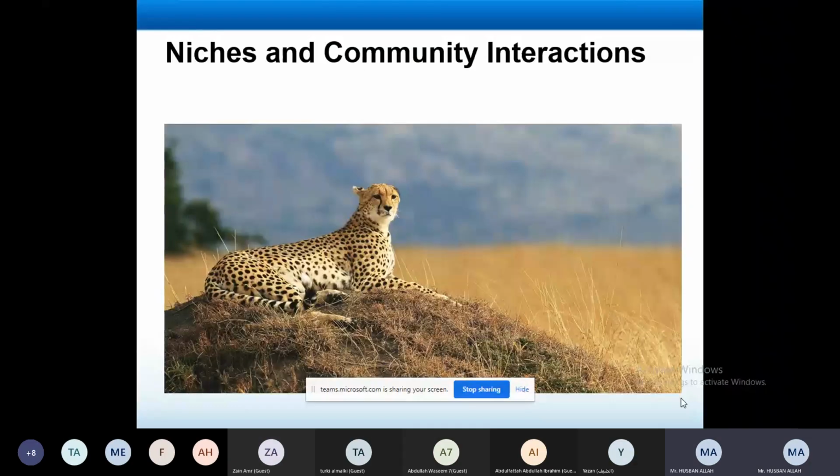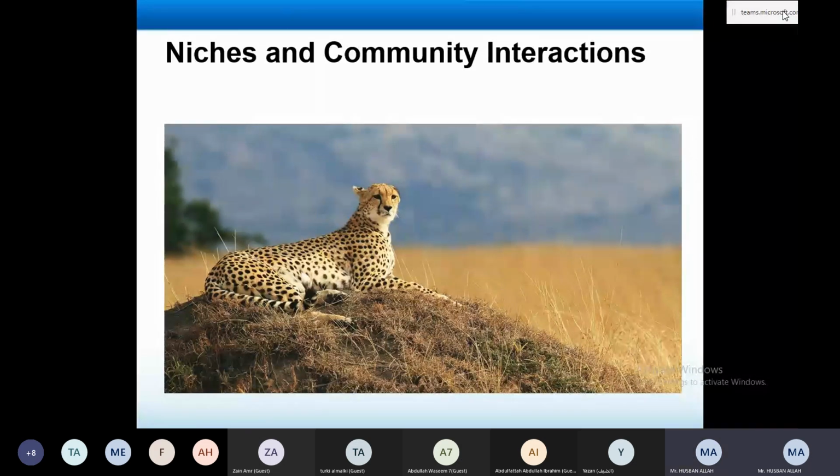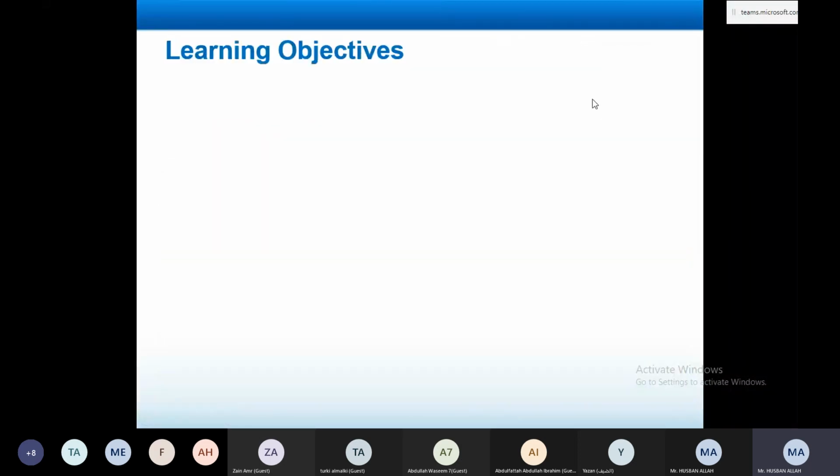Okay, the lesson which we are going to discuss is niches and community interaction. Niches and community interaction, page 99. Lesson 4.2. What are niches and community interaction? Who can tell me about the niches? Niches are places in which organisms are living, and how the organisms are interacting with each other.